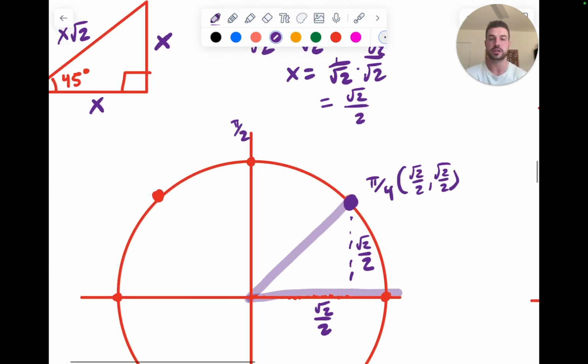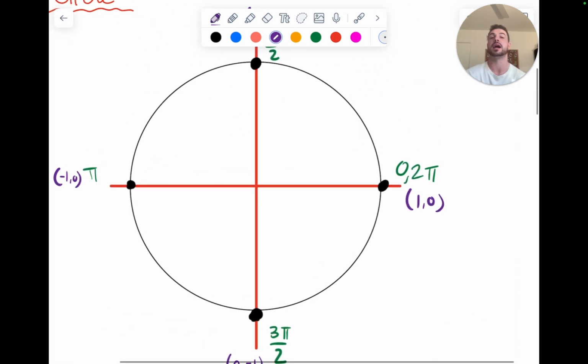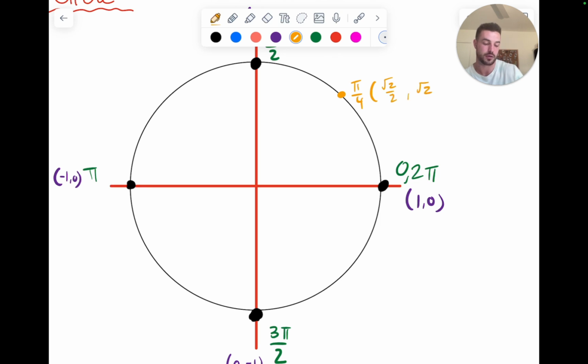So not only do we know the coordinates for the angles in between our quadrants, the quadrantal angles, but we also know some more information. We know that right in the middle we have pi over 4 radians, and the coordinates of that point are going to be √2 over 2, comma √2 over 2. All right, so using that idea, we can fill in other values around our unit circle.